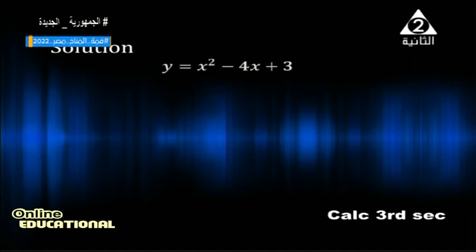We know this function y equals x power 2 minus 4x plus 3 has a tangent parallel to the x-axis. Now we want to get the first derivative, dy by dx, for this function, which equals 2x minus 4. Now we have the slope of the tangent at any point on the curve of the function y equals x power 2 minus 4x plus 3.